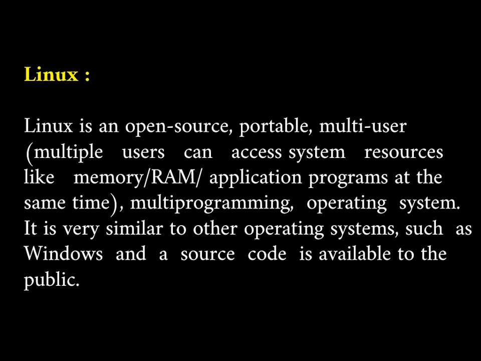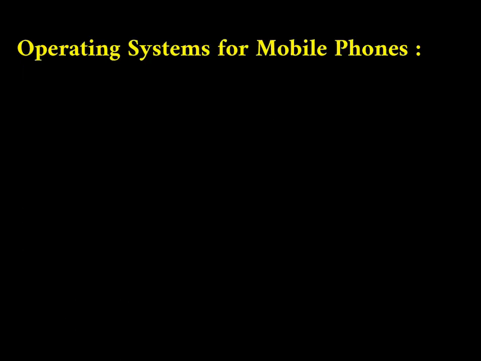We call it a smartphone because it works like your computer, and in the smartphone there is an operating system. So there are many different operating systems for mobile phones: Android, Asha, Blackberry, iOS, and Windows Phone. So these are the different operating systems available in the market.